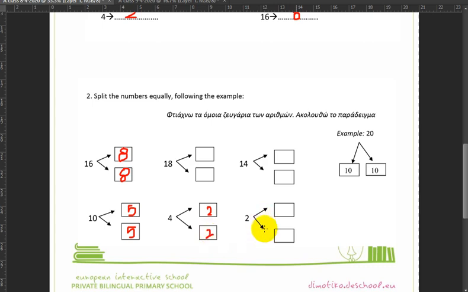We can also find 2 pretty easily. The half of 2 is 1 because 1 plus 1 makes 2. And then let's do 18 and 14.